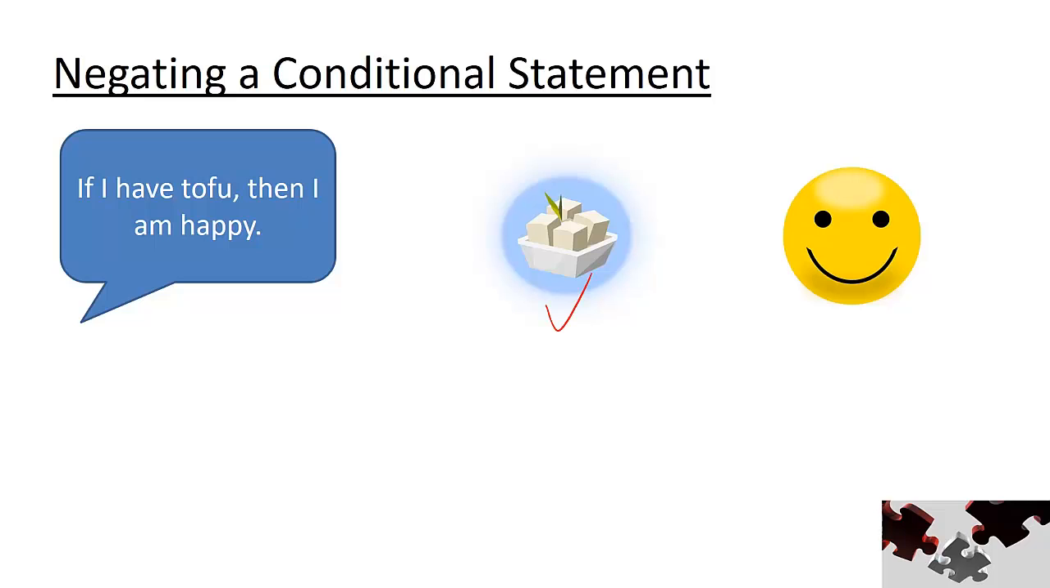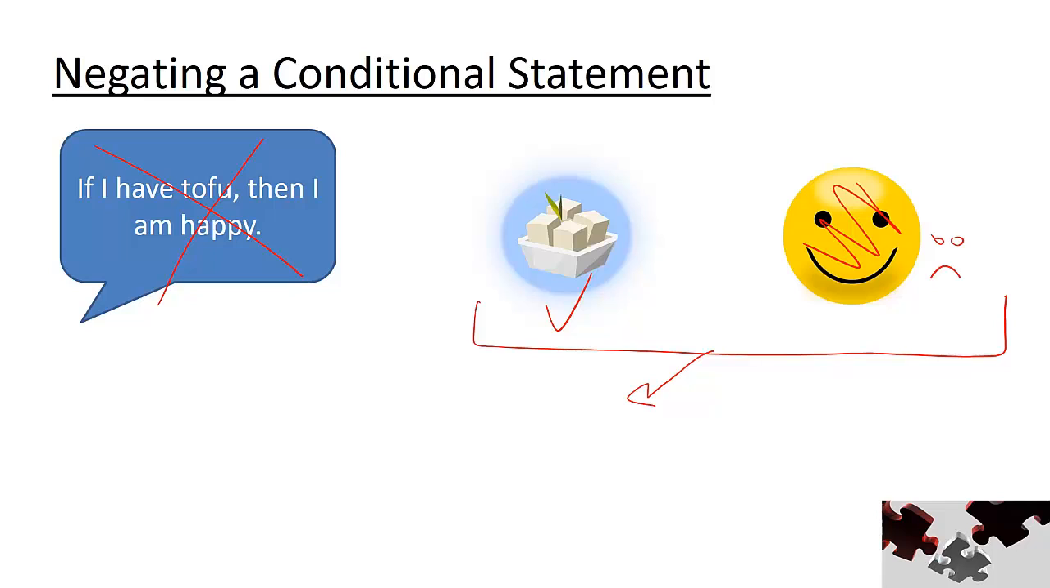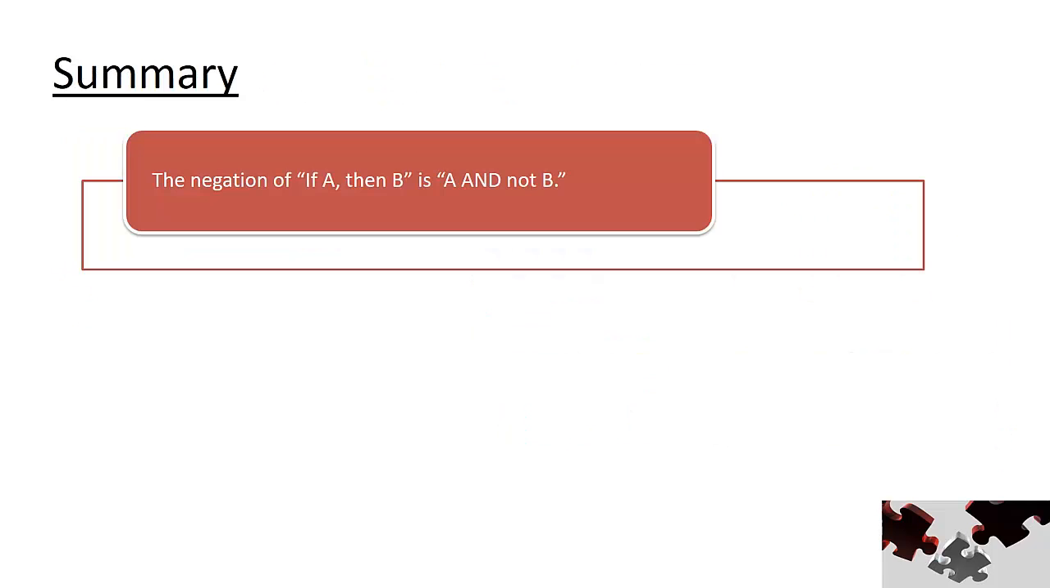Well, if I had tofu but I was unhappy, I wouldn't be able to believe this statement. The statement is telling me I should be happy with my tofu. So the negation of our conditional statement is, I have tofu and I am not happy. In other words, if we have an implication, if A, then B, the negation of this conditional statement is A and not B. It turns into a compound statement.